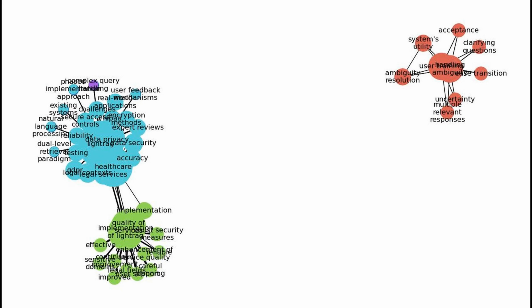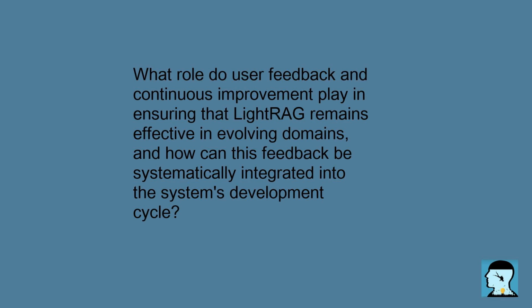By proactively addressing these challenges through careful planning, robust security measures, continuous improvement, and user support, the implementation of LightRAG in sensitive domains can be made more effective and reliable, ultimately enhancing the quality of services provided in healthcare and legal fields. What role do user feedback and continuous improvement play in ensuring that LightRAG remains effective in evolving domains? And how can this feedback be systematically integrated into the system's development cycle?